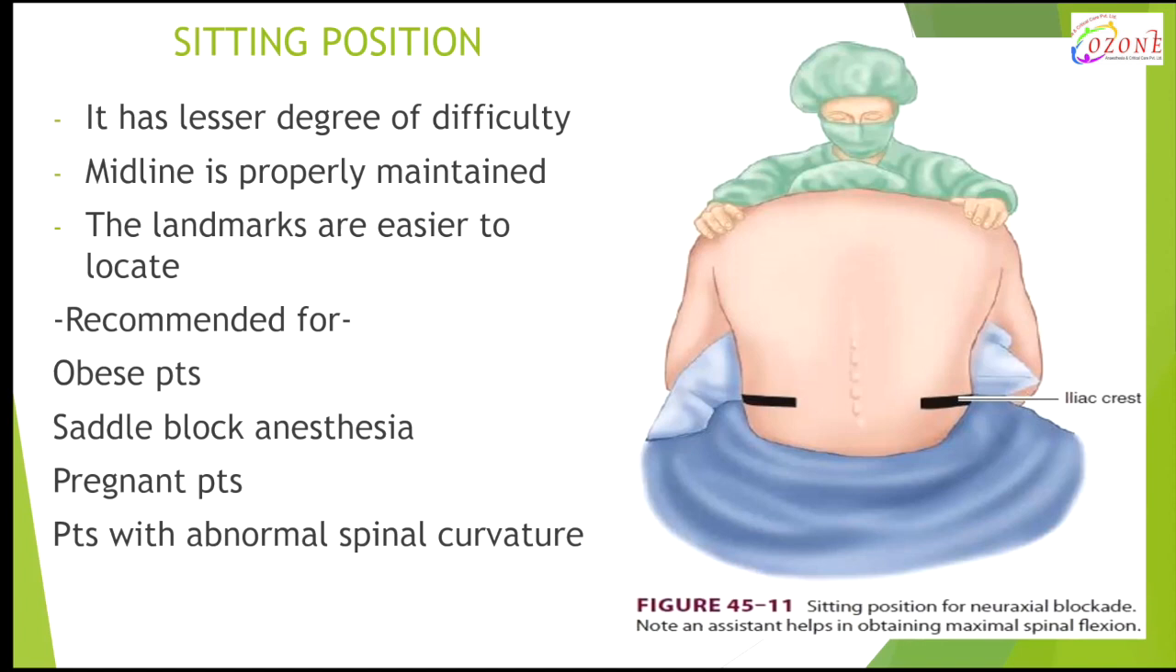Already you know how we give the sitting position. The patient should sit on the table with legs hanging over the side of the table, and the feet are supported by a stool. The pillow is placed in the lap, so that the neck and arms are flexed to open up the lumbar vertebral space. So it has a lesser degree of difficulty. In this, the midline is properly maintained, and the landmarks are easier to locate. So sitting position is recommended for obese patients, saddle block anesthesia, pregnant patients, or patients with abnormal spinal curvature.